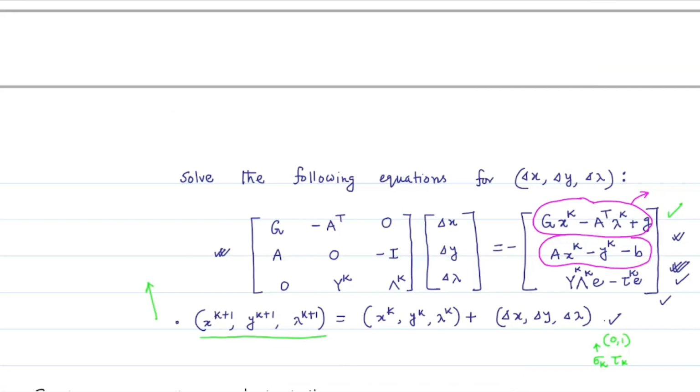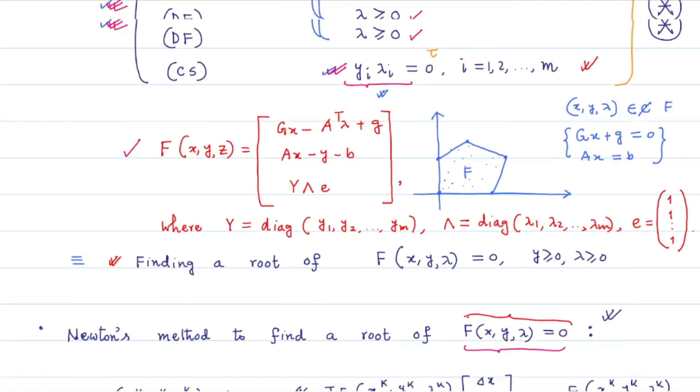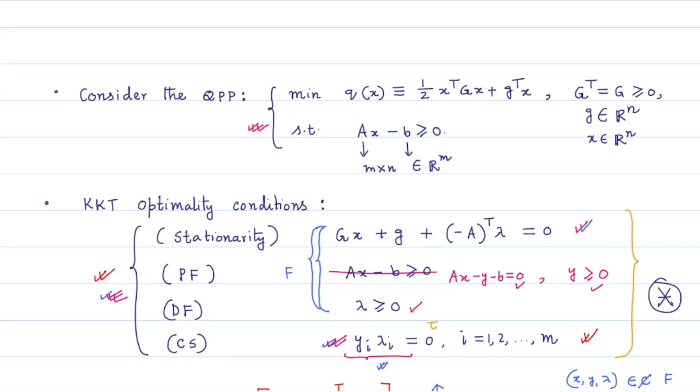We started our analysis by solving this quadratic programming problem, right? But the interior point method did not initially arise out of solving the quadratic programming problem. It actually arose out of finding a polynomial time algorithm to solve a linear programming problem.